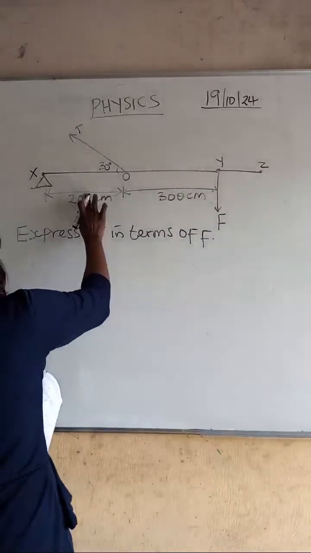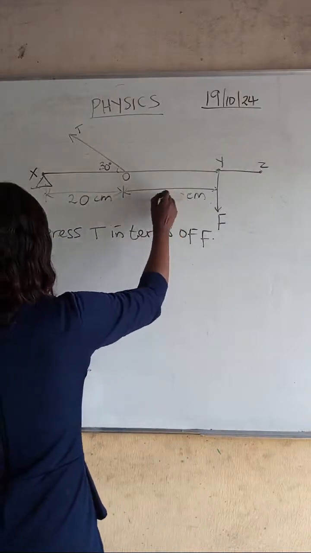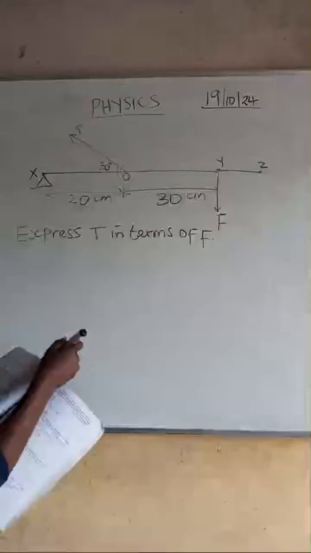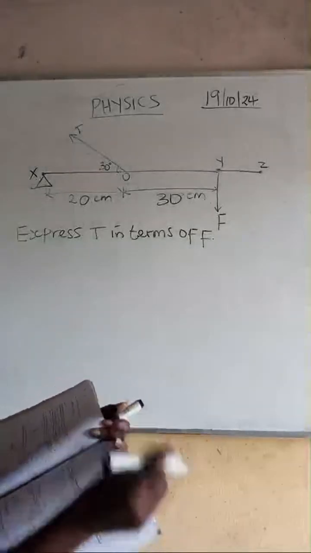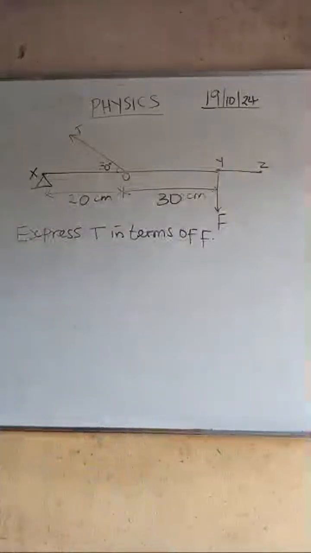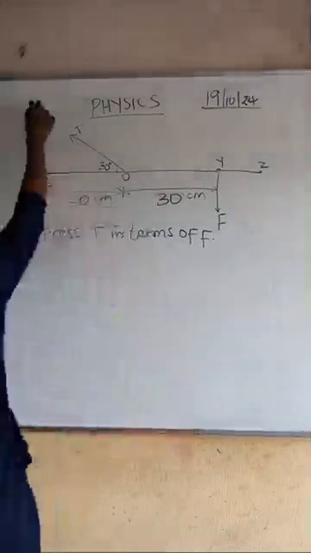and they wrote 200 here for me, so let me change it. And this one is what? 30, okay? And OY equals 30 centimeter. Express T in terms of what? F. This is a JAMB question 1997. This is JAMB 1997.